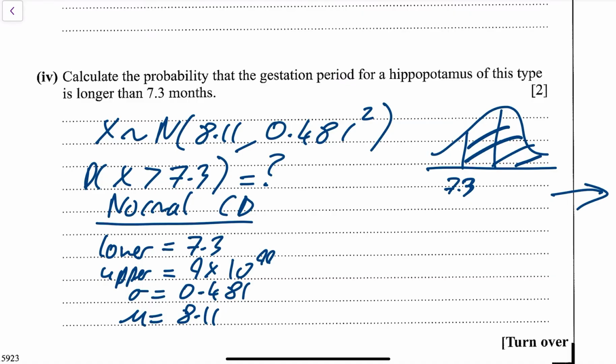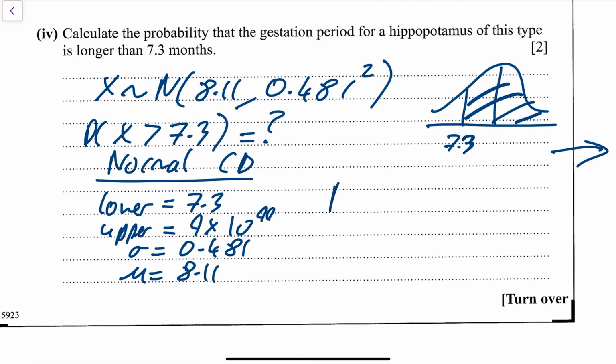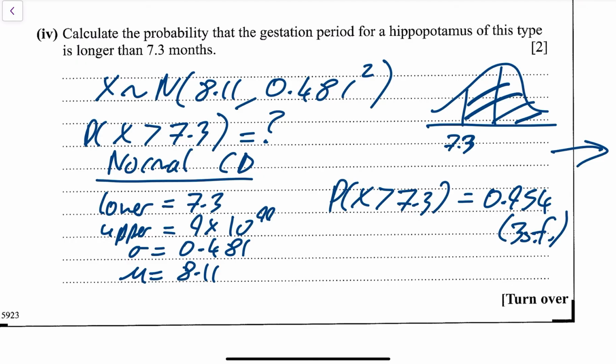So Class Whiz, go to your normal CD mode. My lower is 7.3. My upper is 9 times 10 to the power of 99. My sigma is 0.481. My mu is 8.11. And then that is my probability that x is greater than 7.3, worked out to be, from my Class Whiz calculator, 0.954, again to 3 sig figs. Okay, lovely using your Class Whiz calculator for these. Makes it so much easier than any other method, so I wouldn't really entertain any other method these days.